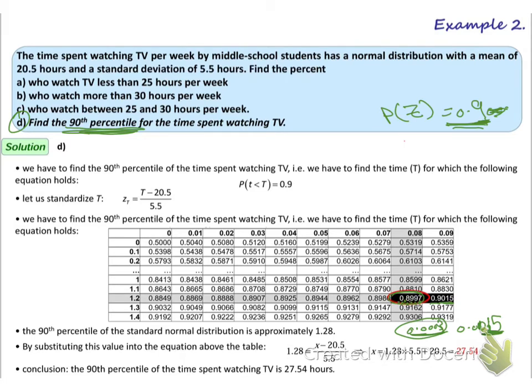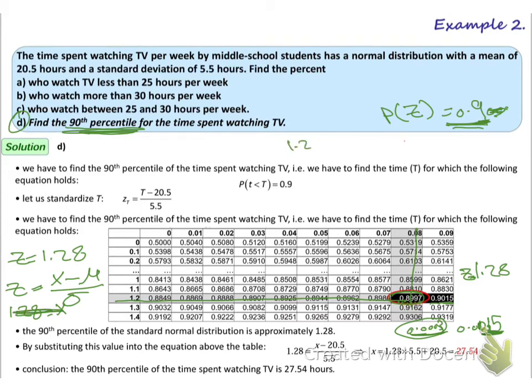So Z in this case will be 1.2 and 0.08, so 1.28, this will be my Z. Okay. So Z in this case will be equaling 1.28. But I know that Z equals X minus mu divided by sigma. So 1.28 equals X, which in my case is the time. Okay. So let us write it in a bigger place here. So 1.28 equals X minus mu, which in my case is 20.5, divided by sigma, which is 5.5.